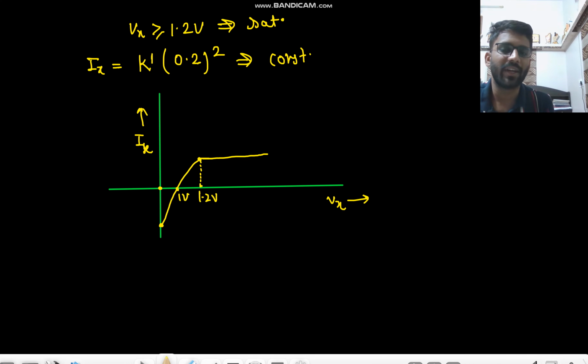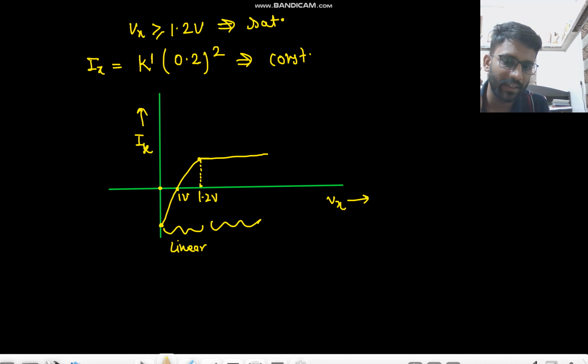No one will ask you the magnitude, no one will ask you how much current is there, just the curvature. This is the nature of the curve. In this region it is acting as linear, after that saturation. Here the saturation doesn't mean the current has to be constant, right?